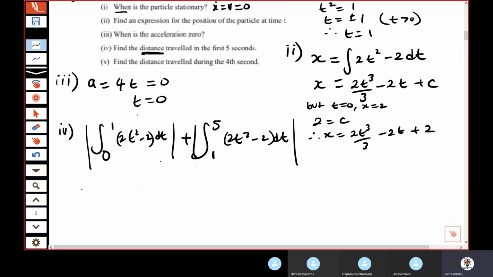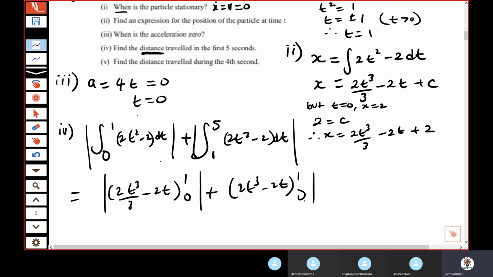Now we're going to do it. So my answer for this one is integrating this, which we have done here. 2t cubed on 3 minus 2t, and then 1, 0. Oops, what am I doing? I can get rid of this and make this into an absolute value instead. Plus 2t cubed on 3 minus 2t, 1, 5, absolute value. Sorry, 5, 1. All right, let's go.